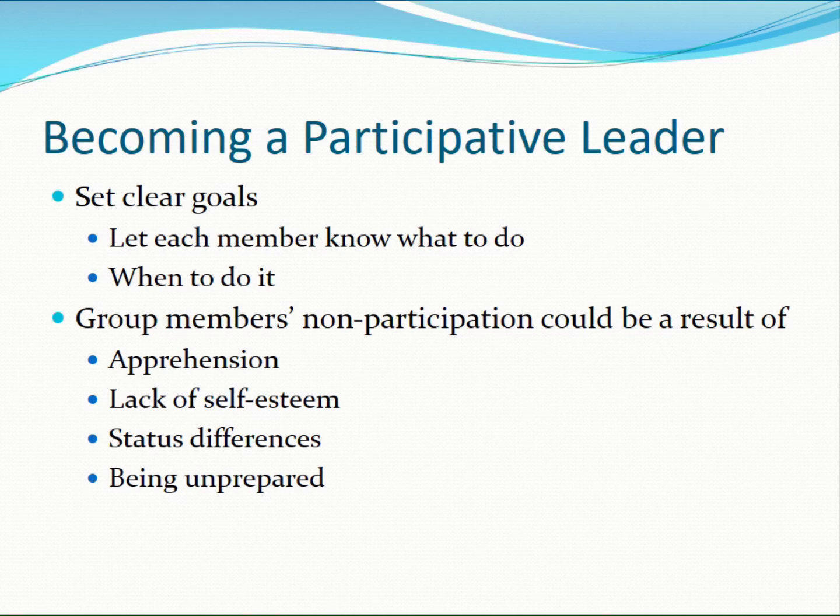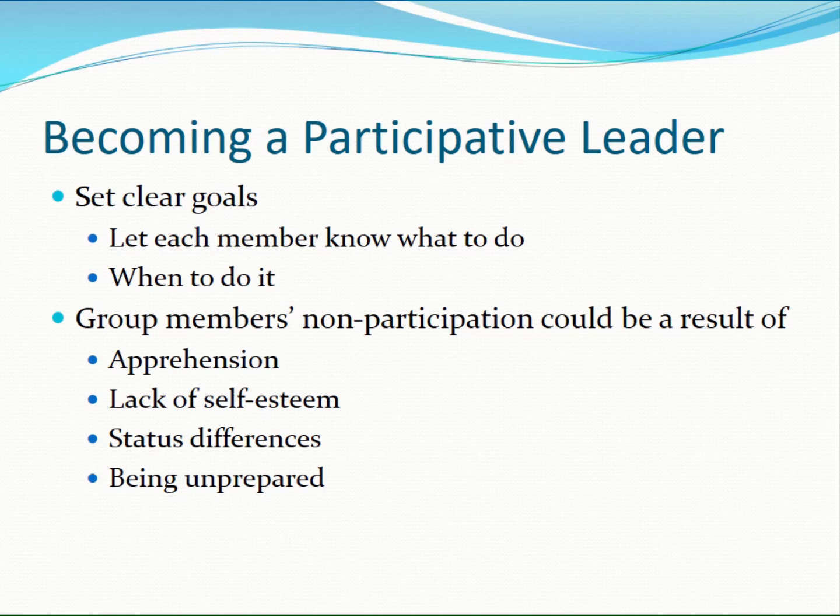your leadership responsibility there is to figure out what's going on. Know that it could be they don't ask questions or they don't participate in meetings because they have apprehension, fear of participation. So you need to figure out how to help them manage that. It may be a lack of self-esteem because they've never done this before. It may be status differences.